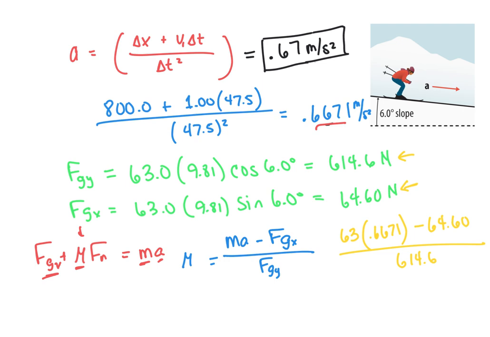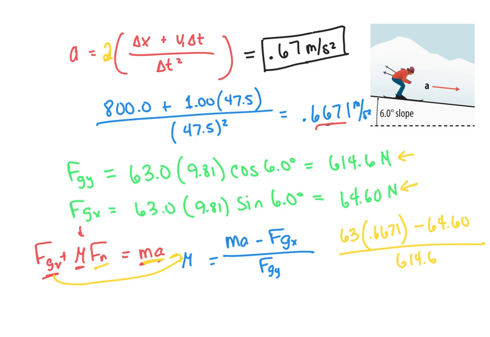Before, they gave us some information and we just did a straight division. Now we have to take our mass times our acceleration. We have to subtract that gravity pull down the slope, and then we have to divide by that perpendicular pull, which is your normal force. Yeah, the 2 makes a difference. You should have gotten probably half of that if you didn't multiply by 2.